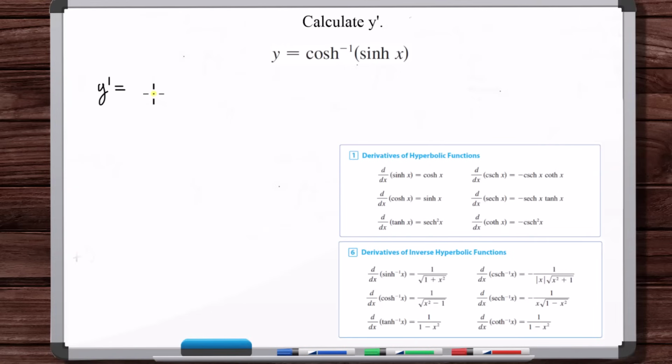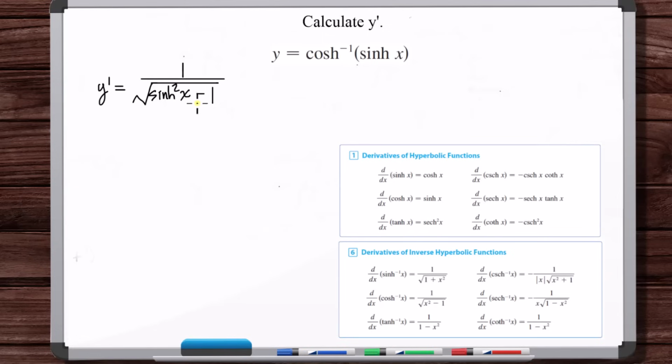That something squared, just write it. Sine h, the hyperbolic sine, well, this will be sine h squared of x minus 1. Okay, times the derivative of that something.